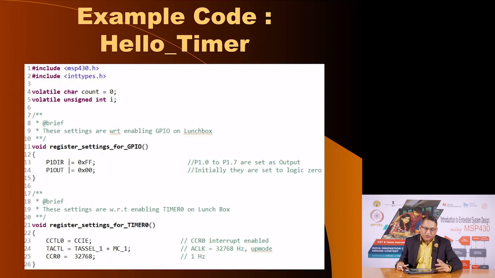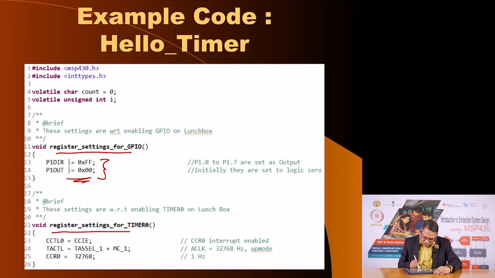So, here in this program we have certain registers, we have certain subroutines. This subroutine simply determines that all the pins of port 1 should be set as output and their initial value should be set to 0, so that when you turn on, the values will be 0.